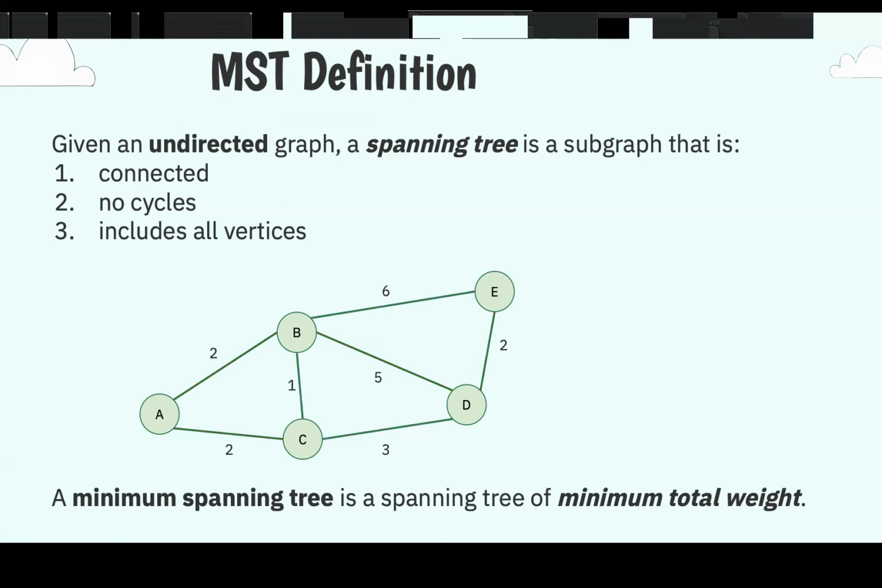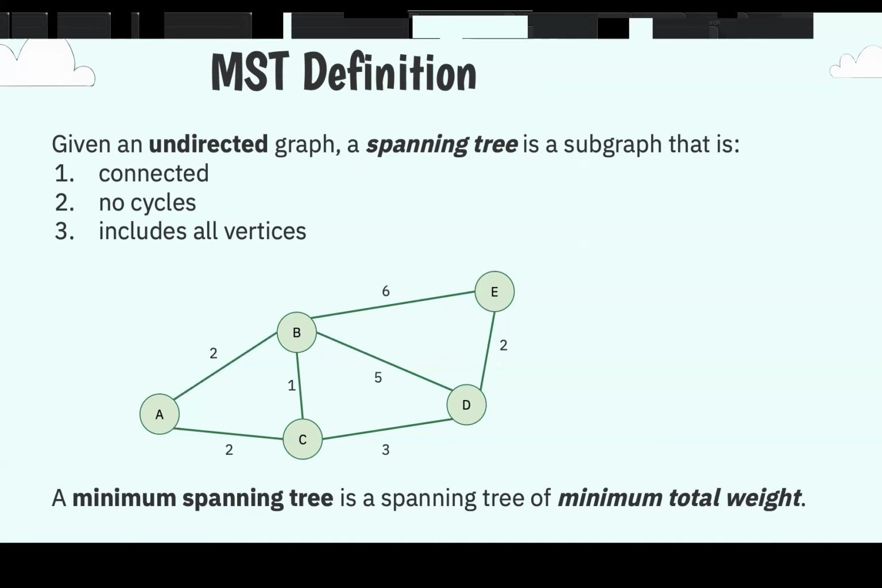But why does this all matter, right? Why do we care? Well, the minimum spanning tree is just the spanning tree that has the total minimum weight. So if you add up all the edges together, all the weights together, it should give you the smallest total weight.